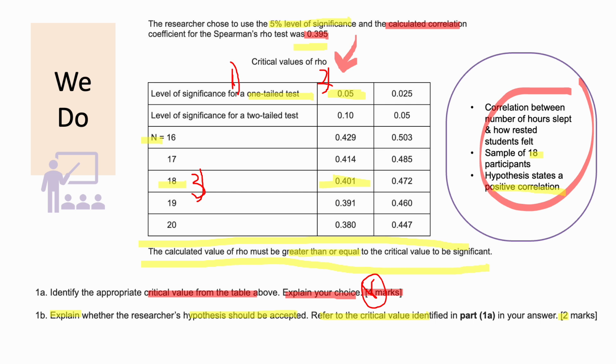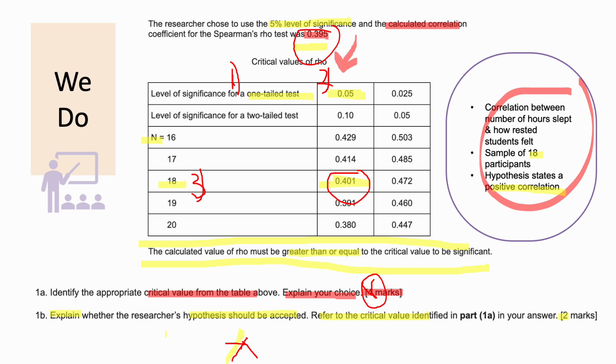Little bit of quick maths, little bit of thinking. No, it's not. It's smaller. So the alternative hypothesis should be rejected. So it should not be accepted, 1 mark. This is because the calculated value of 0.395 is smaller than the critical value of 0.401.